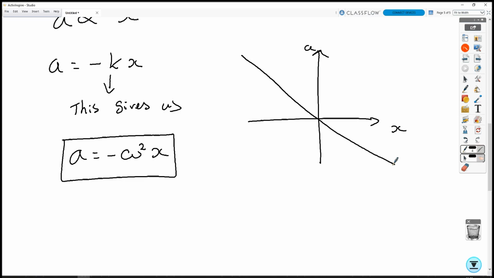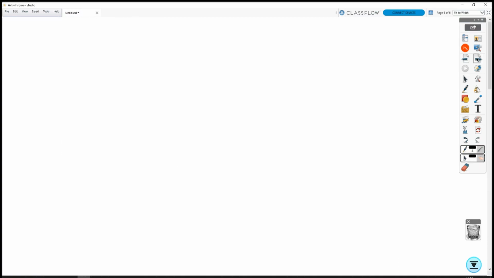Okay, start a new page. So now we'll do displacement and time. So let's imagine we have a pendulum, and we take this pendulum, we displace it by a certain amount. The amount that we displace it by before we let it go is its maximum displacement. It can never swing more than that.